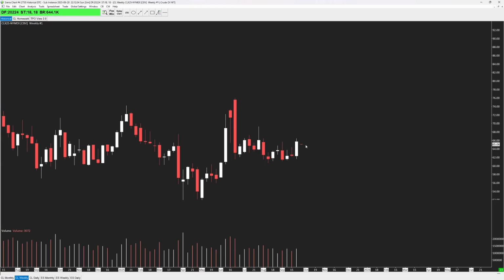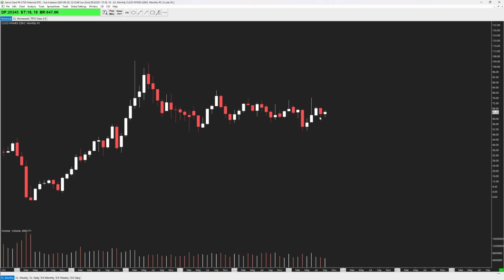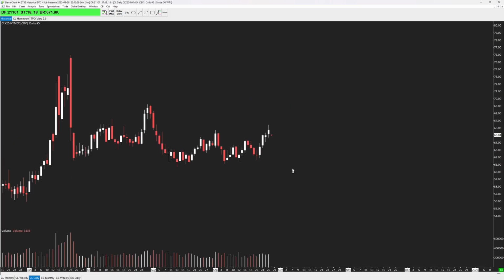And then we also have the same thing on the monthly, where the monthly was able to take out the prior month's low. But right now we're just trading within last month's candle. So there isn't really a clear trend when we look at the weekly and when we look at the monthly. However, when you zoom in a little bit, we are seeing some sort of trend on the daily.